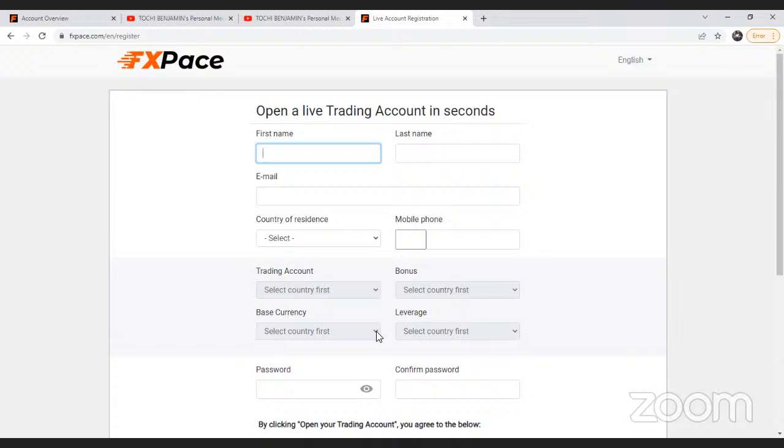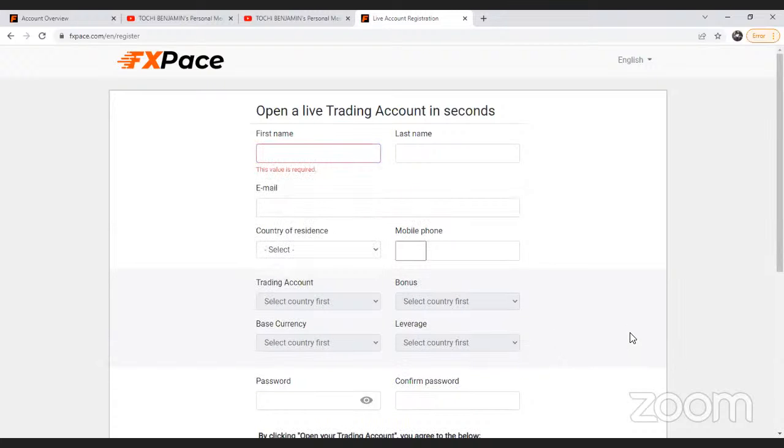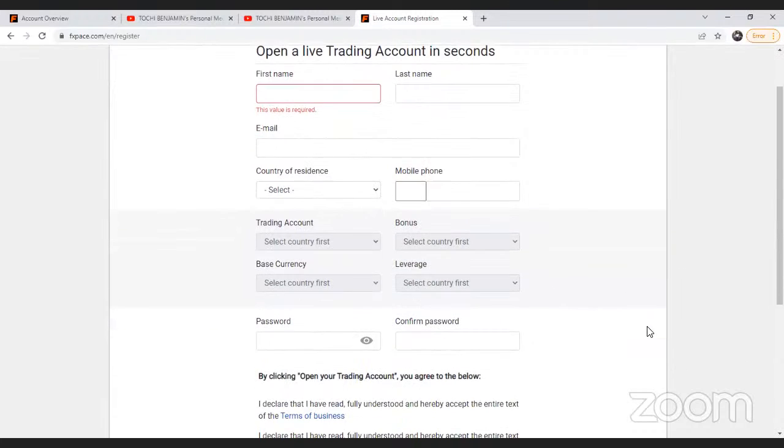Currency is in USD, except you want to fund with crypto, in which case there is an option to fund with crypto. So you choose USD, and you choose the leverage of your choice. We'll talk about leverage in our next class. You can choose leverage up to 1:500. It depends, but I prefer 1:200.